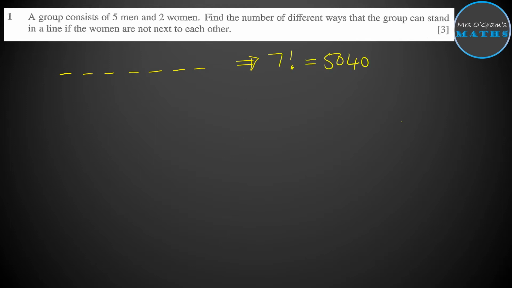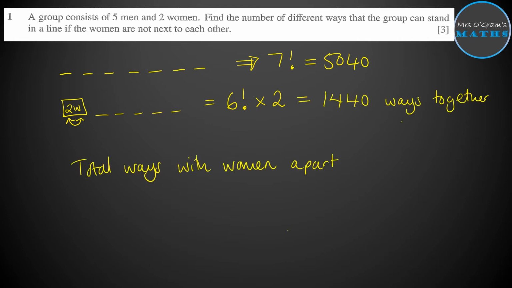Now, if we think of the ways that the 2 women could be put next to each other and have that as a block of 2 women, we then are left with the 5 men plus the women. So that's 6 items to arrange. So that's 6 factorial. And then the 2 women, they could swap places as well. So for each of those 6 factorial ways, we can double that for the 2 ways the women could be organised. So then the total ways of arranging it with the women apart will be our total ways of arranging the 7 people, take away the total ways of having the women together, and that will come to 3,660.